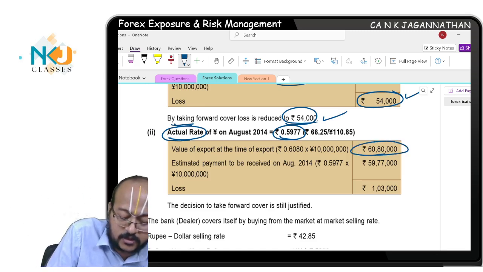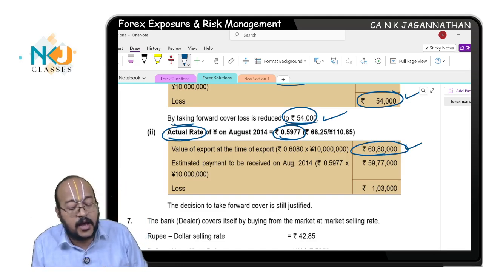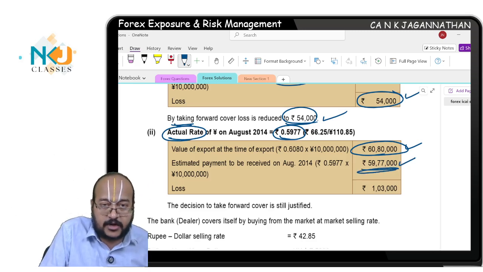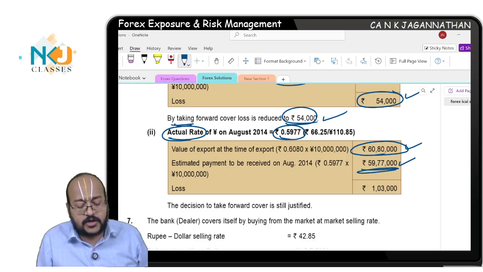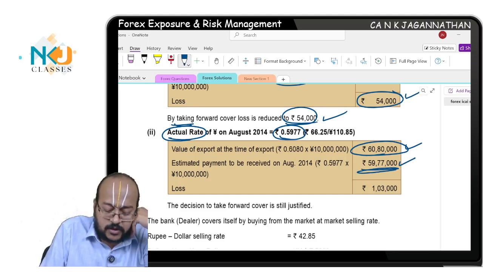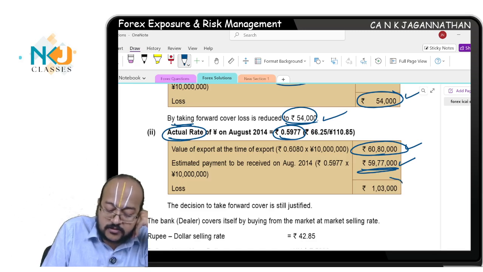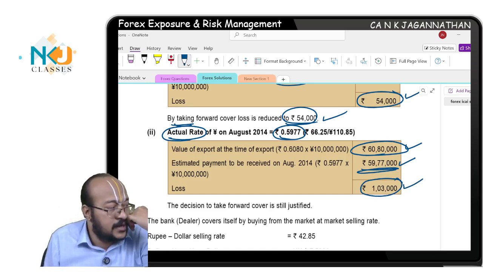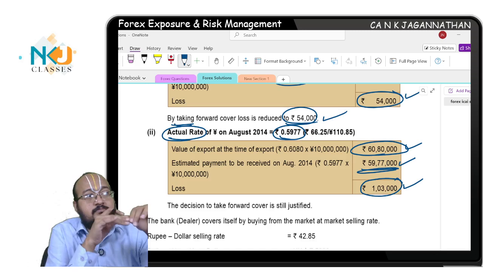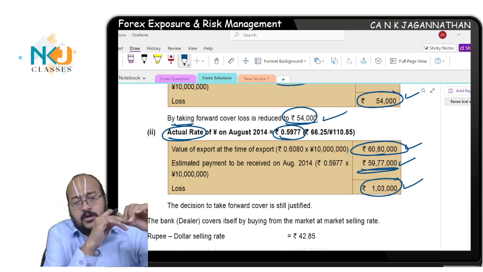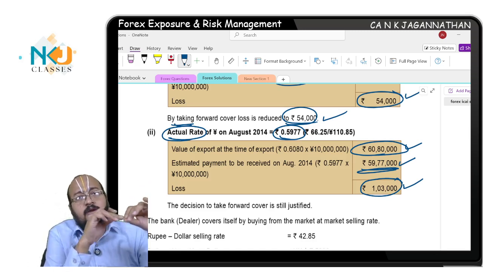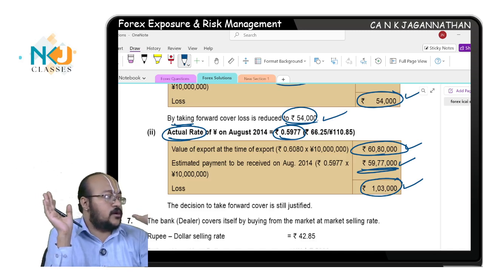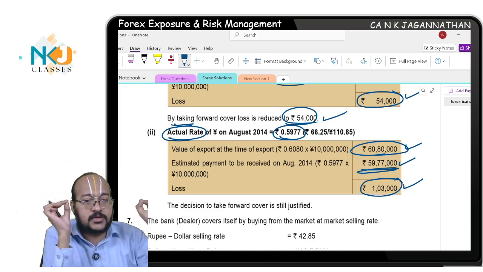I will compare 60 lakhs 80,000, which is as per the current spot rate, with the real actual spot rate on the date of maturity, 5977. Realization as per maturity date spot price will be 5977. You tell me, children, loss or gain? Loss. How much is the loss? 1,03,000 is the loss. Now you tell me, what they are asking really is that you estimated something and based on estimation you took forward cover. Now if the real rate turned out to be this much and you also didn't take forward cover, whether still taking forward cover is justified or not.